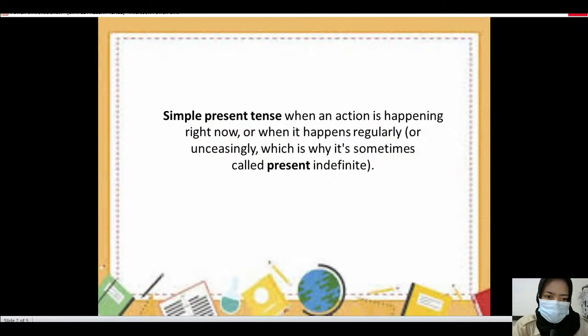Simple present tense is used when an action is happening right now or when it happens regularly or habitually, which is why it is sometimes called present indefinite. So you can make sentences about right now with simple present tense.